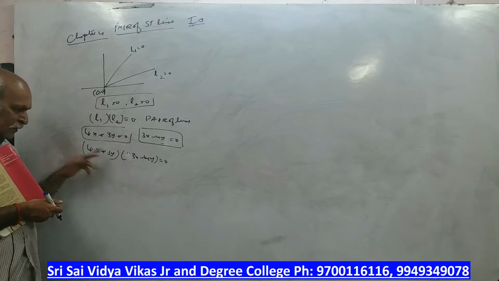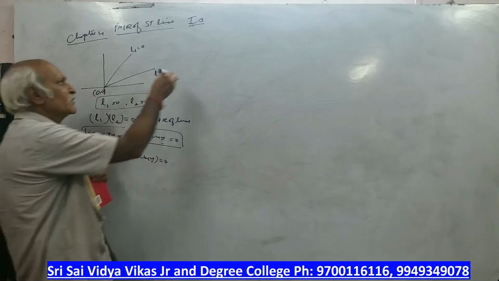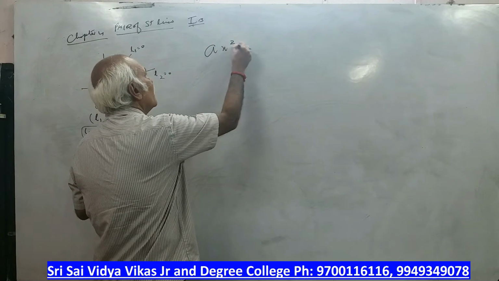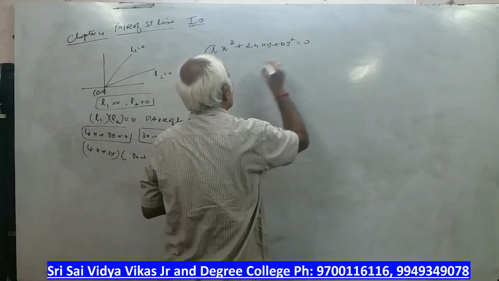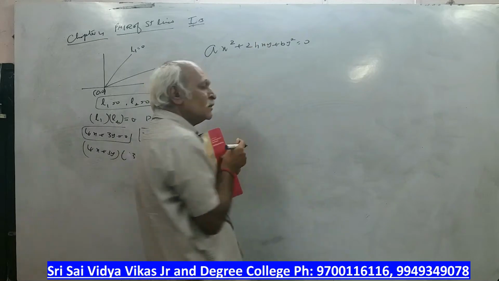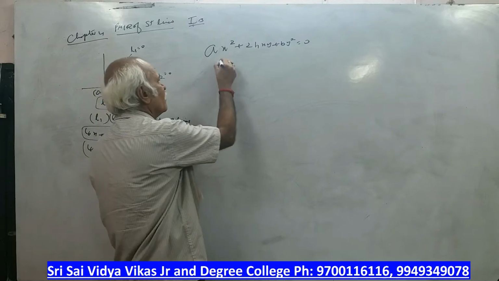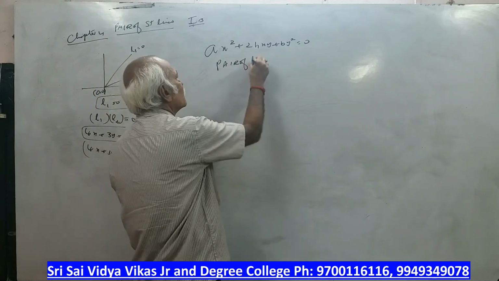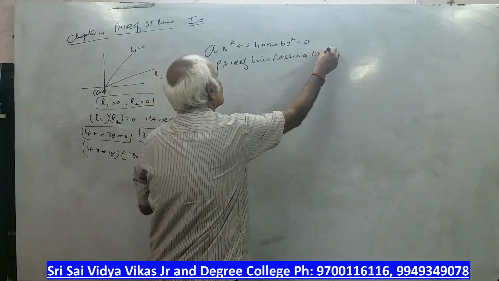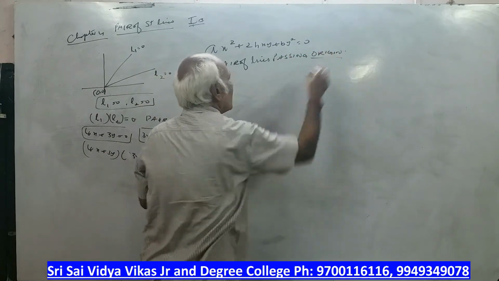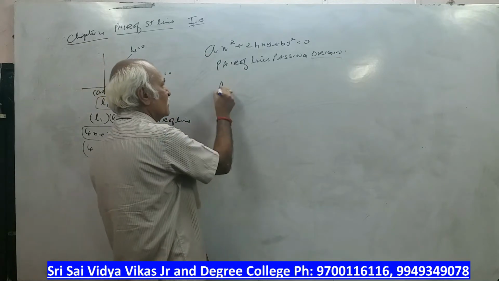Okay, what is the importance of this? It passes through the origin, that's why there are no constants. So the general form is ax square plus 2hxy plus by square is equal to 0. What do we call that? ax square plus 2hxy plus by square is equal to 0 is a pair of lines passing through the origin. Okay, and once we say pair of lines, an angle will be there.